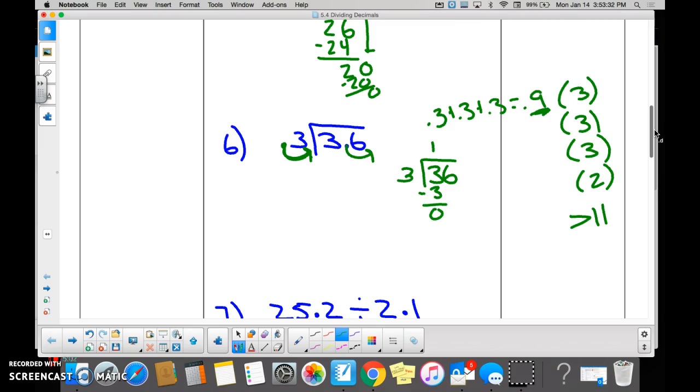Multiply them, get 0. Bring down the 6. 3 goes into 6 2 times. 2 times 3 is 6. You've got nothing left over. Your answer is 12. So your final answer for 3 and 6/10 divided by 3/10 is 12.